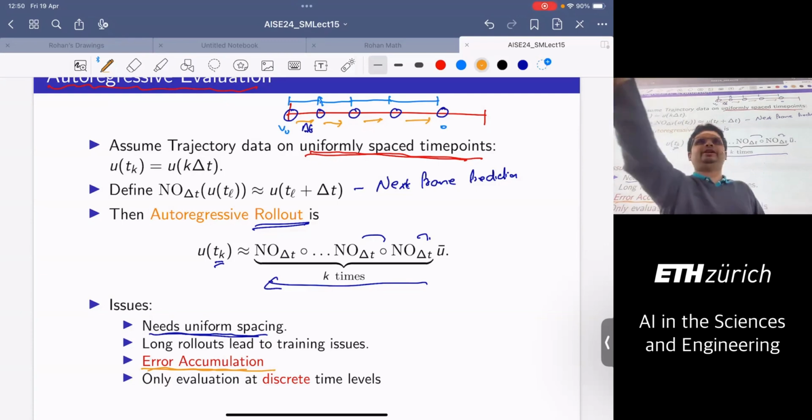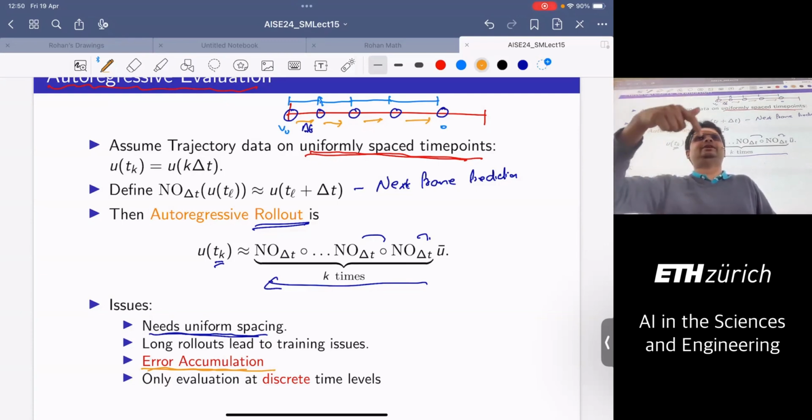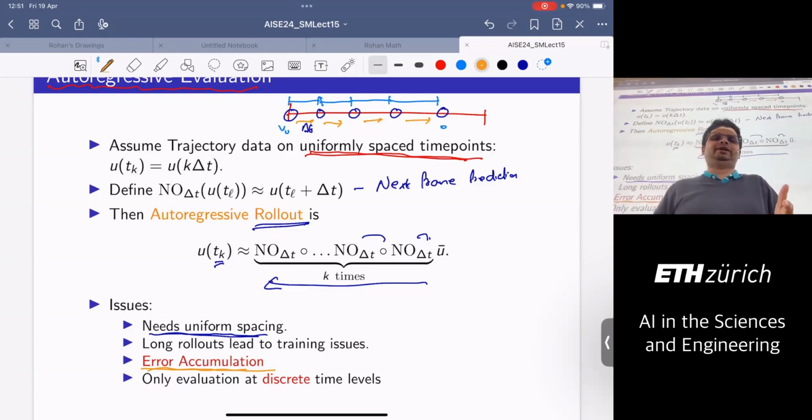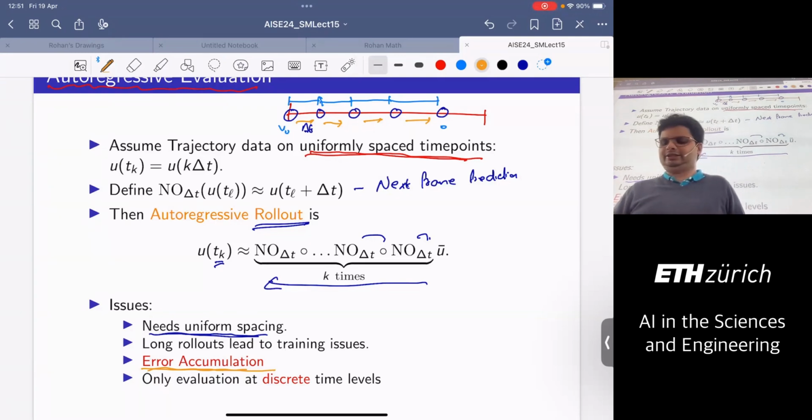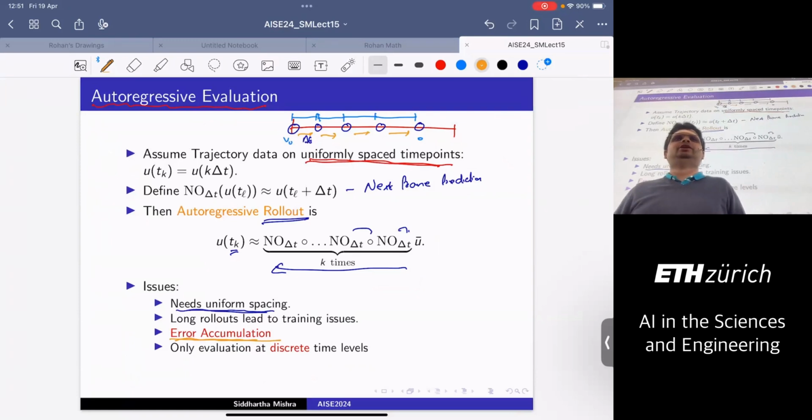So as you try to predict for longer, you are going to get error accumulation because you are running the same operator again and again and again. Of course, you could have avoided it by having this during the training process. But then you have the issue with long rollouts, that the training is hard. This is a very common strategy. People use it all the time, but it has its drawbacks. This error accumulation is what makes it basically unfeasible.